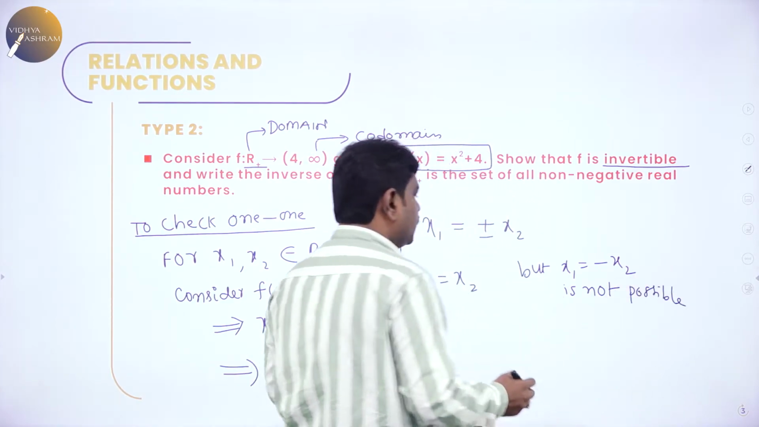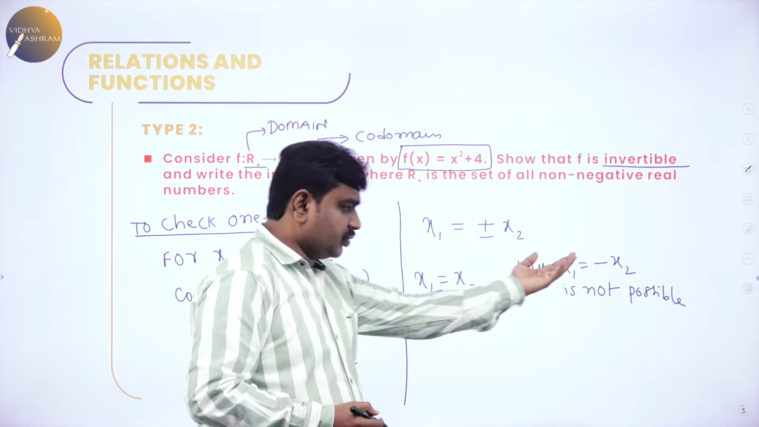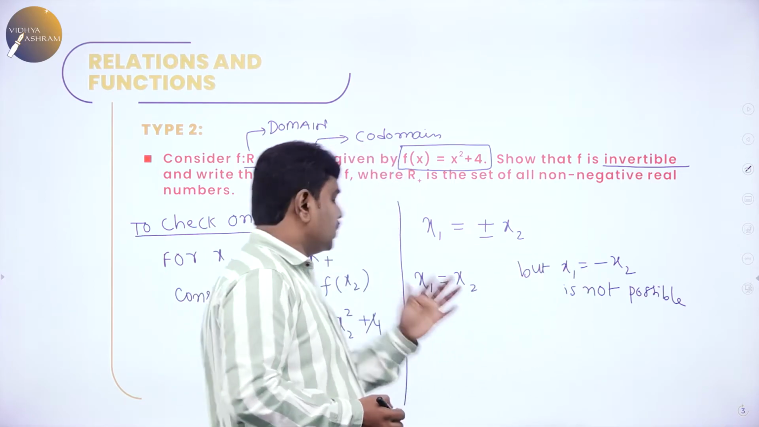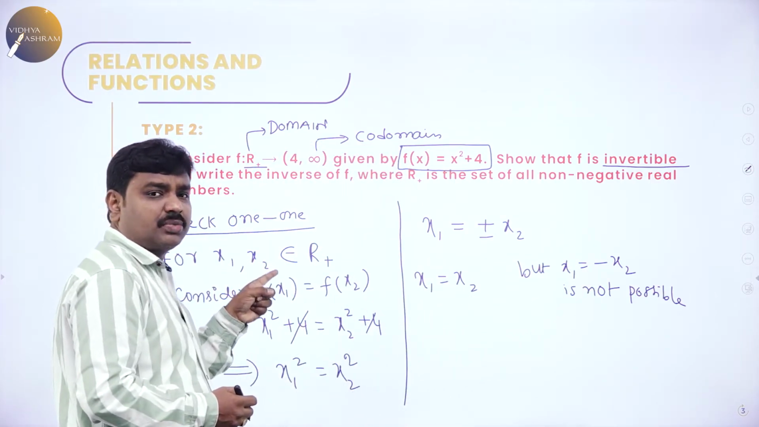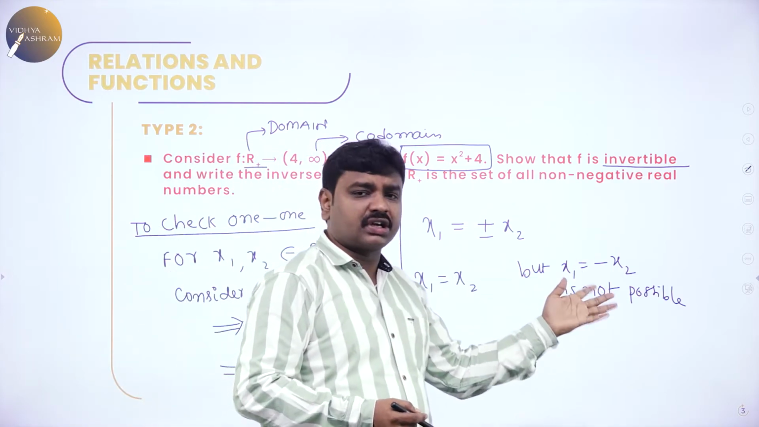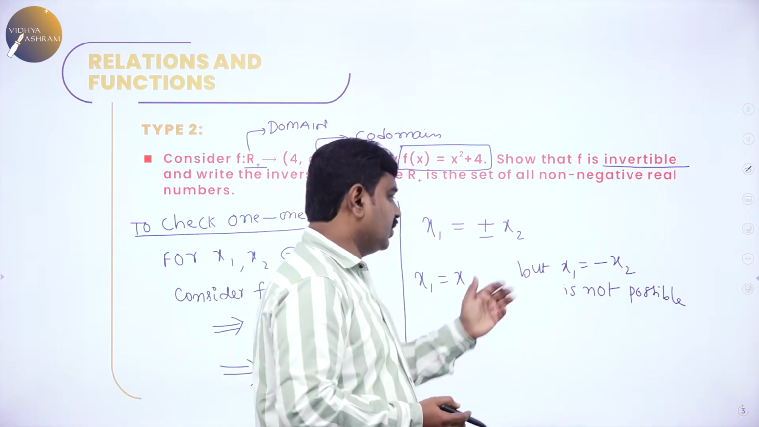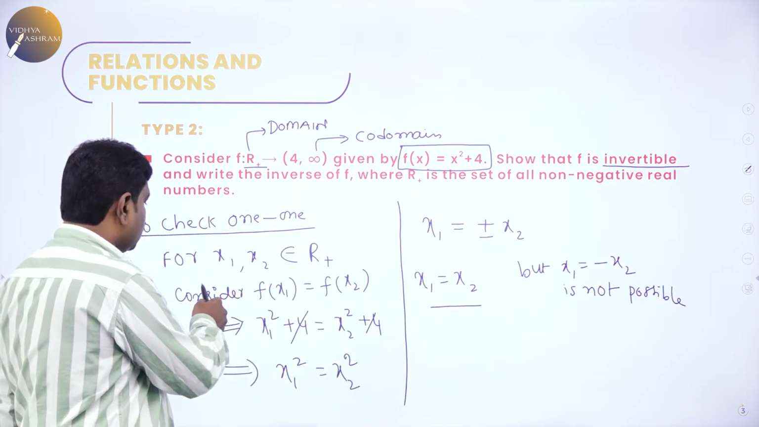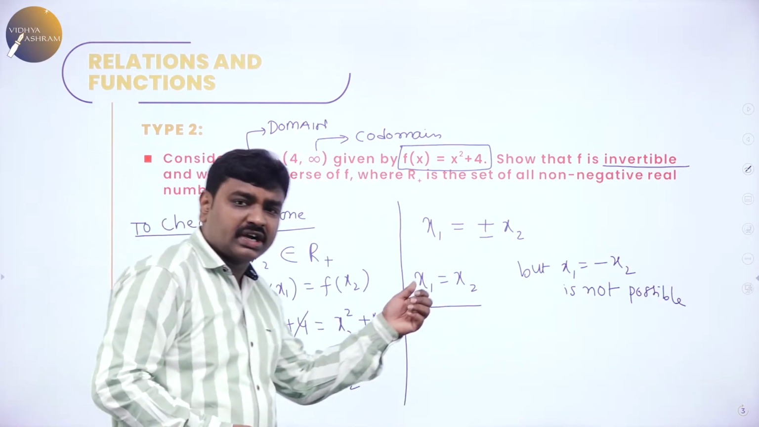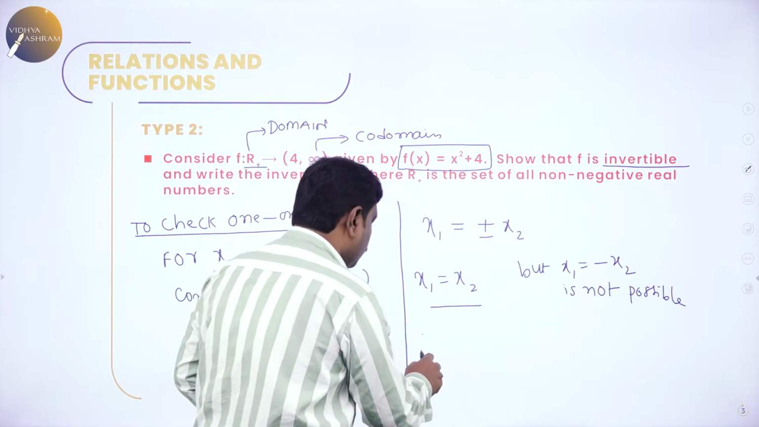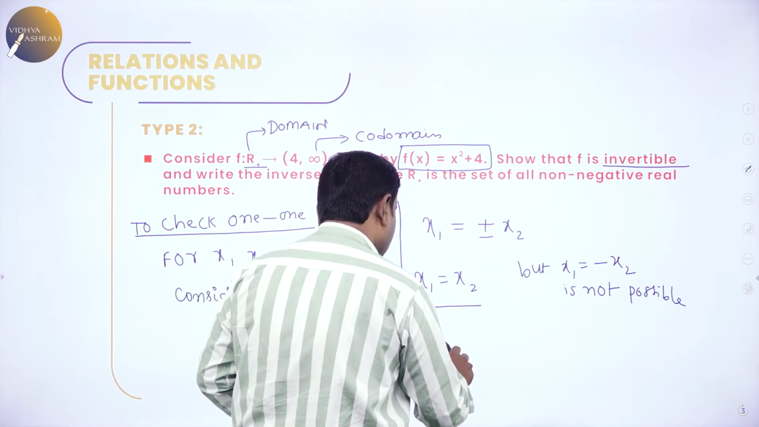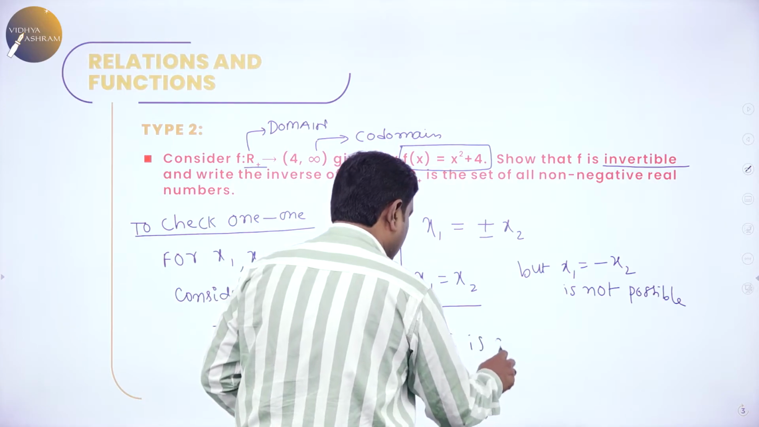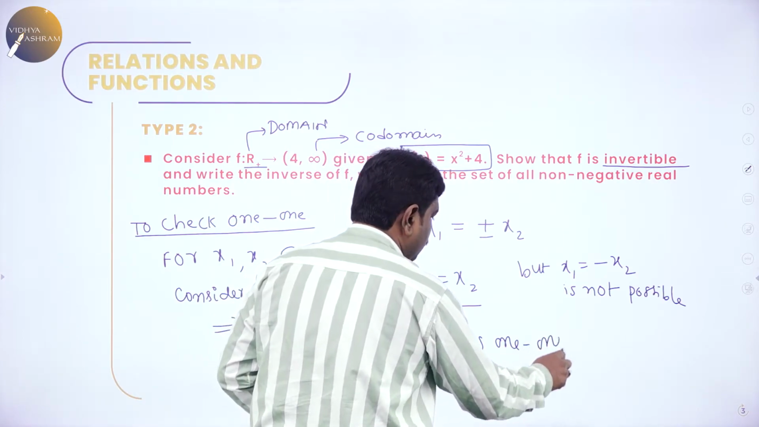Simple. If I take x1 equal to minus x2, x1 plus x2 becomes 0 if I rearrange, which is not possible because both are positive numbers. When you add two different positive numbers, they cannot give you 0. So therefore, this is not possible. So we can take only this. We started with f of x1 equal to f of x2. We arrived at x1 equal to x2. So therefore, f is 1-1.